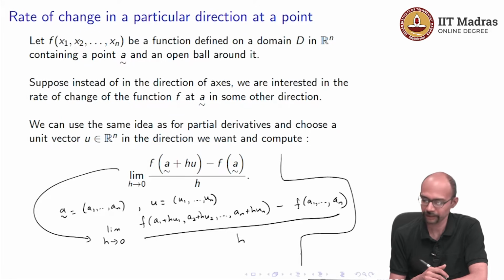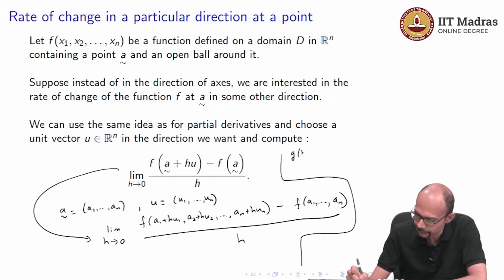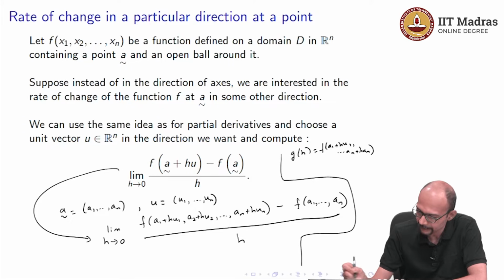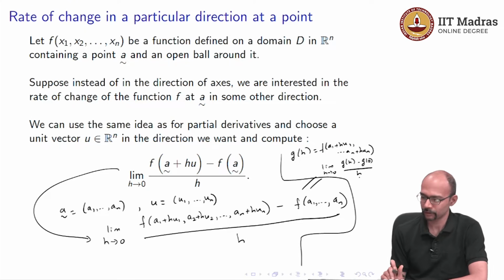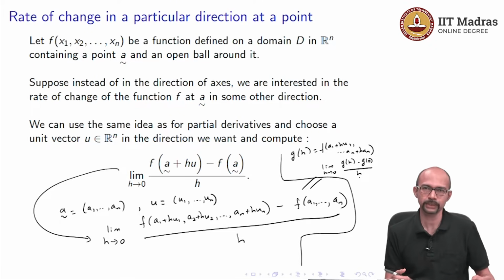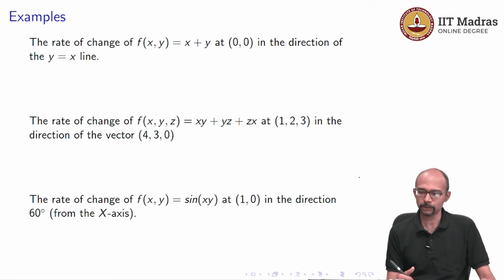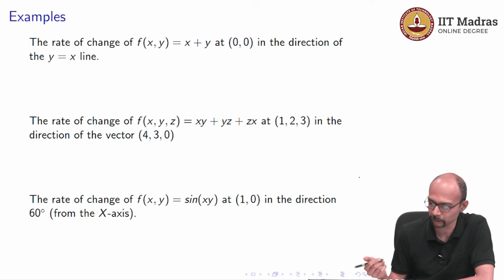So, how is this a function of one variable? You think of g of h as f of (a1 plus h u1, all the way up to an plus h un), right. And then this translates to the limit as h tends to 0 of g of h minus g of 0, divided by h. So, this is exactly the derivative of this function g at 0. This is the rate of change in that direction as a result. Okay, so, this is the same idea that we saw for partial derivatives.